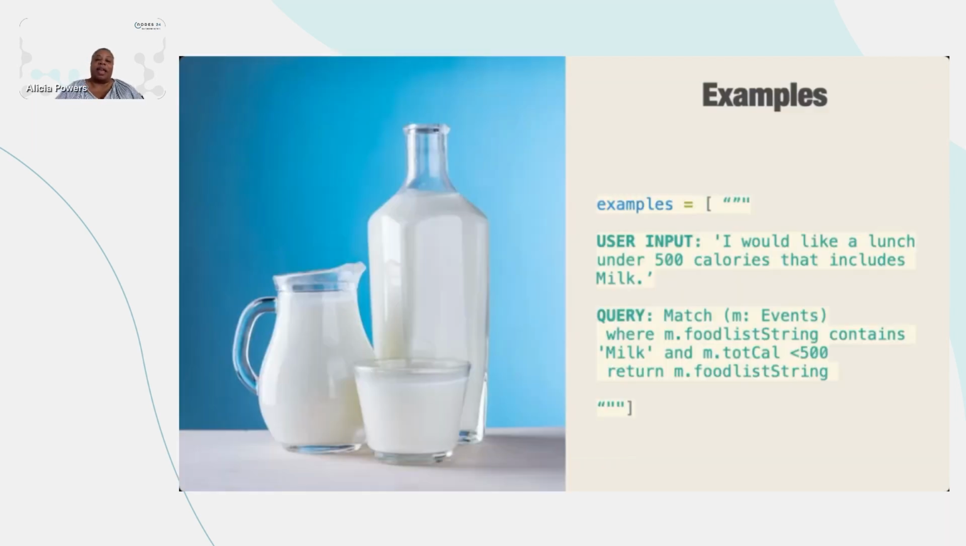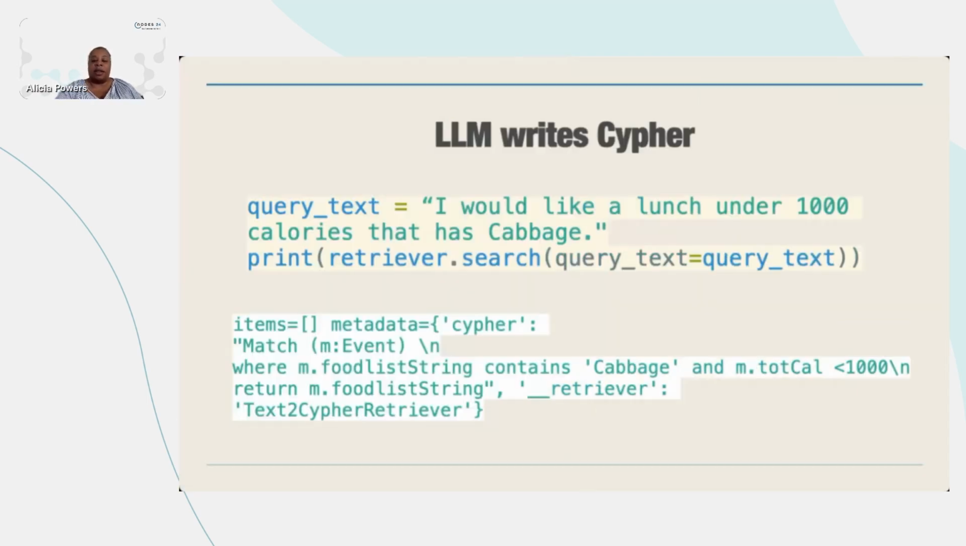And so I would get all these queries that didn't exactly work with what I was trying to do. I did find when I gave examples, so I put this example in, I would like a lunch under 500 calories that includes milk. And then I added the query for that, which is a very simple query. Once I put that example in, I definitely got out the information that I wanted. So here's an example of putting that query in, and the output for that query is definitely what I'd look for. It just replaced cabbage with milk and it replaced the 500 with 1,000. Very simple, but it gave me the right results.